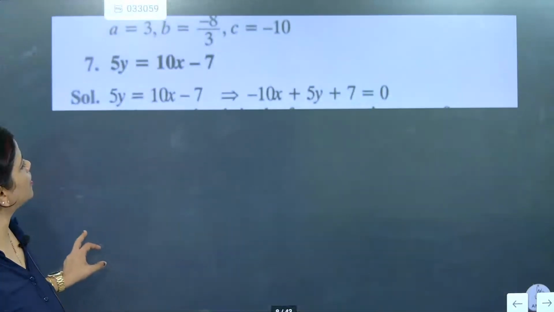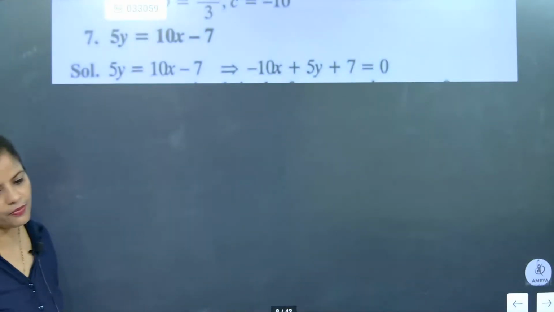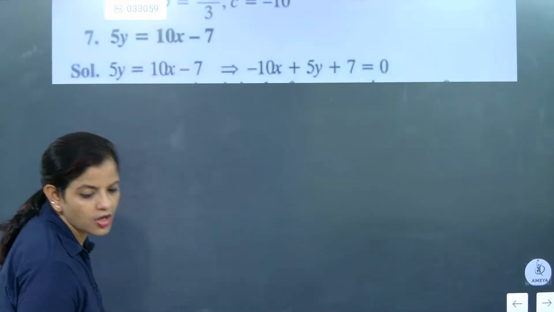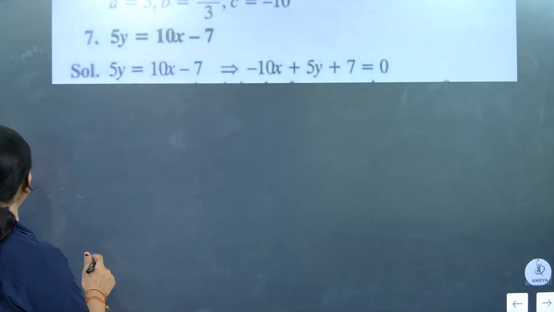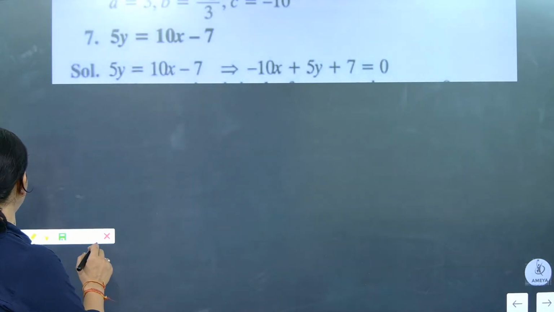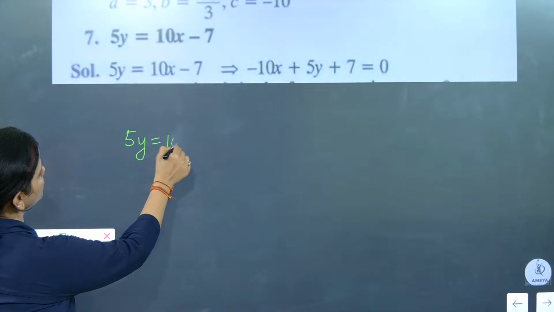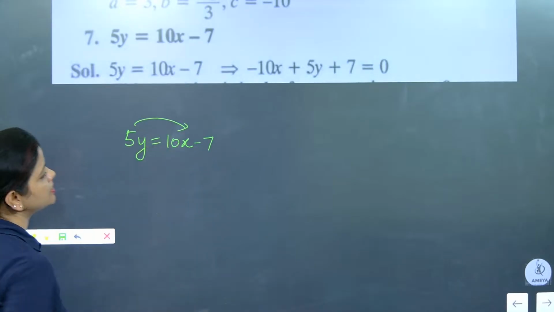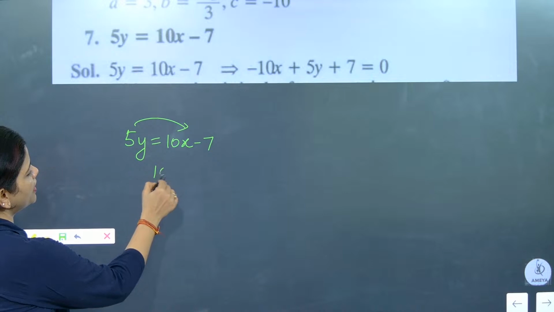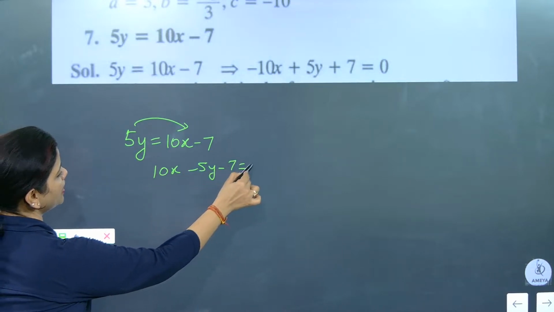Simple question. Now convert this into linear format. How can we convert it into linear format? I have already provided you the solution. When we are solving this type of question, we have 5y equal to 10x minus 7. I will shift this to this side. So what will it become, beta? 10x minus 5y minus 7 equal to 0.